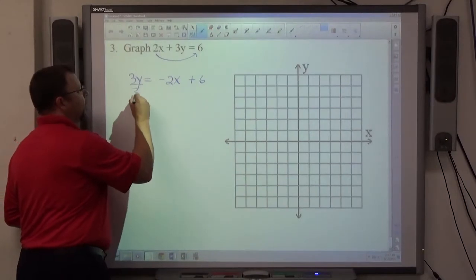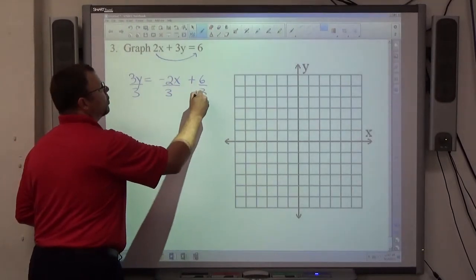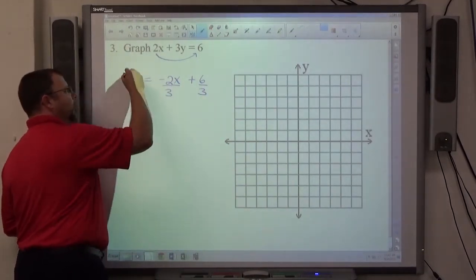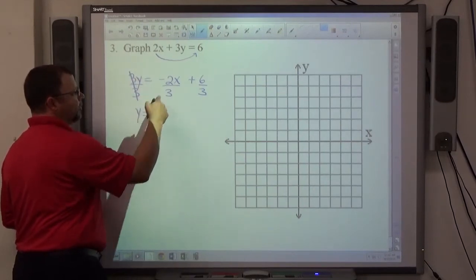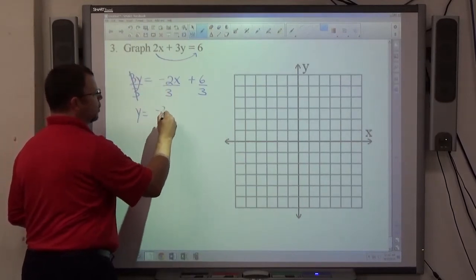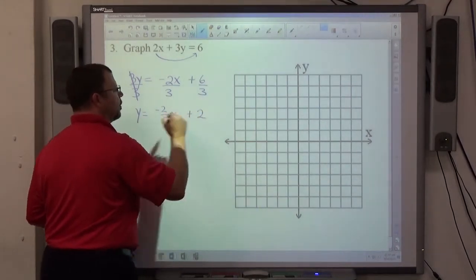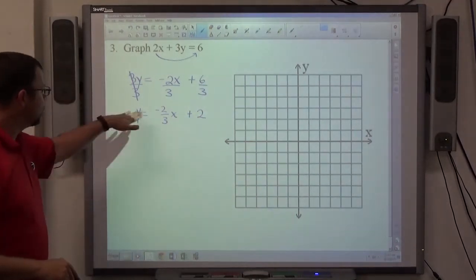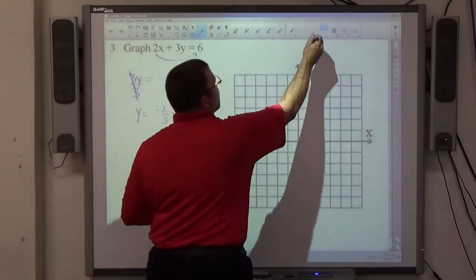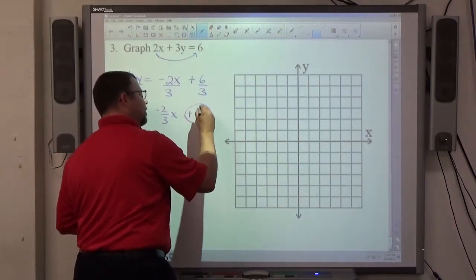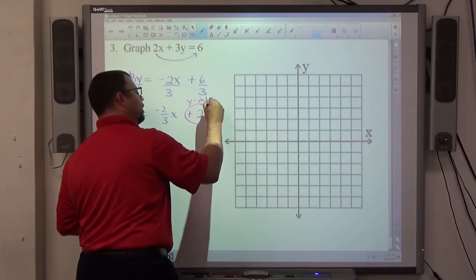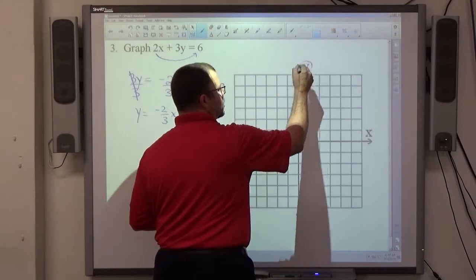Then we divide by 3 because we don't want anything but just y equals. Divide each term individually by 3. Those 3's cancel, leaving y. Negative 2/3 doesn't reduce, so leave it as negative 2/3. 6 over 3 reduces to 2. This is slope-intercept form of the equation. The number that is the constant is the y-intercept, and that's where on the y-axis the line crosses.